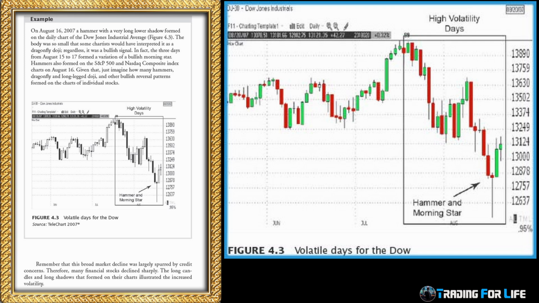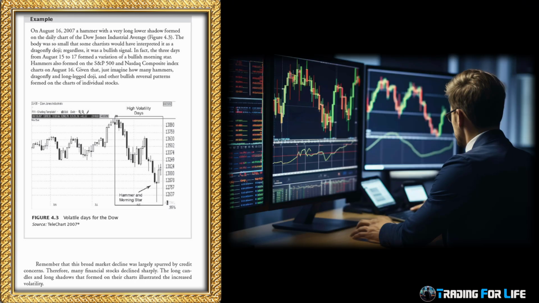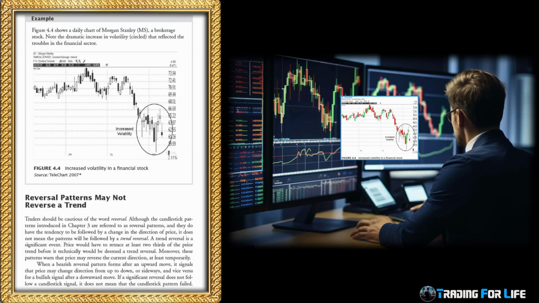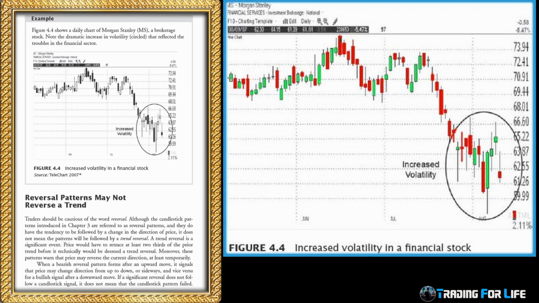Given that, just imagine how many hammers, dragonfly and long-legged doji, and other bullish reversal patterns formed on the charts of individual stocks. Remember that this broad market decline was largely spurred by credit concerns. Therefore, many financial stocks declined sharply. The long candles and long shadows that formed on their charts illustrated the increased volatility. Example: Figure 4.4 shows a daily chart of Morgan Stanley, MS, a brokerage stock. Note the dramatic increase in volatility, circled, that reflected the troubles in the financial sector.